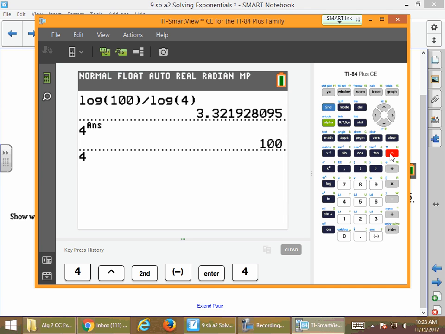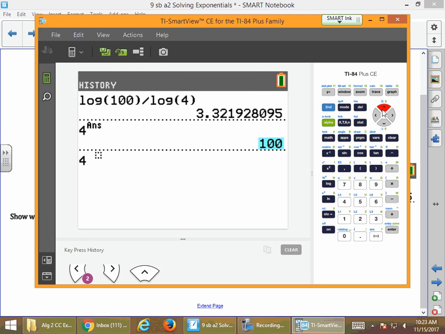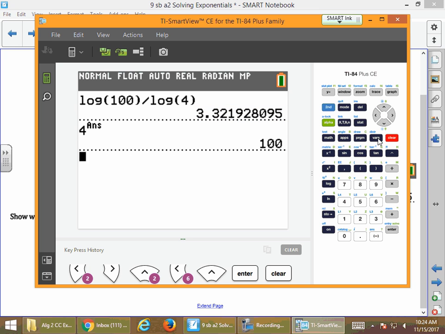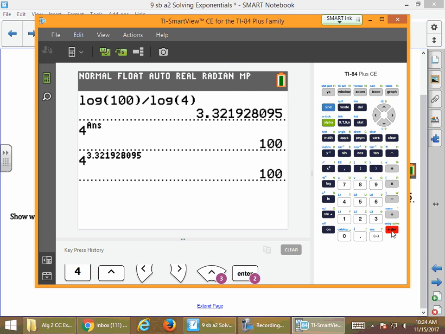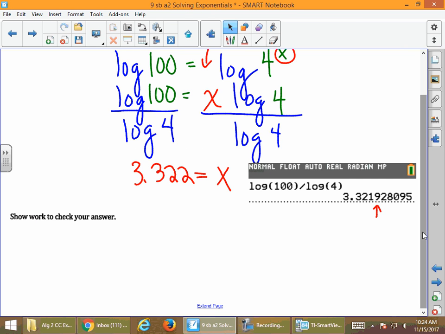Or 4 caret, and then we can go back, and I think I might have done it wrong again. And highlight there, but I don't think it's going to go in the right place. Yep, it didn't go there. 4 caret, and go, what am I doing wrong? Up, there we go, up, enter, and then we should still get 100. I can help you individually if you need that help on your calculators, tomorrow especially.